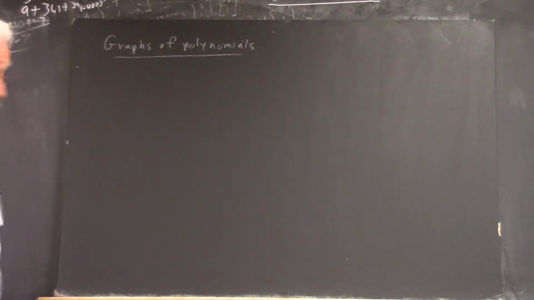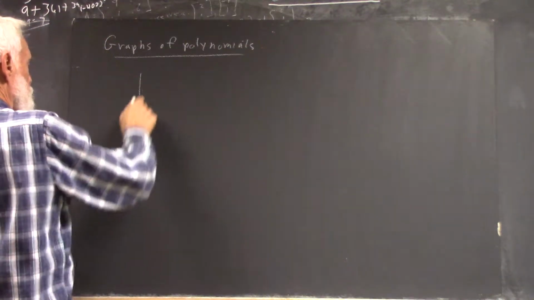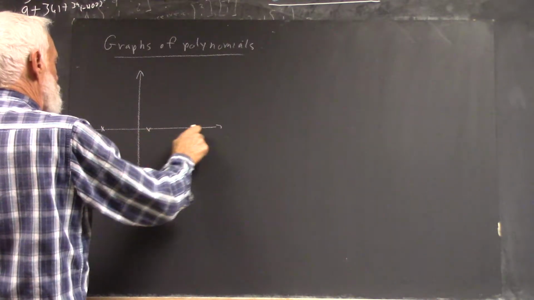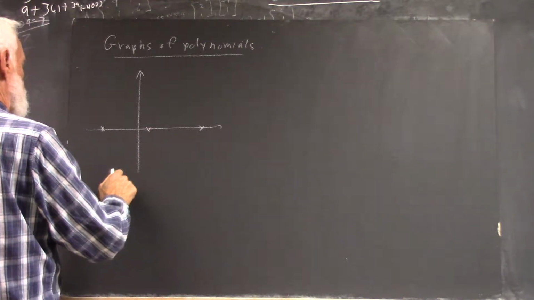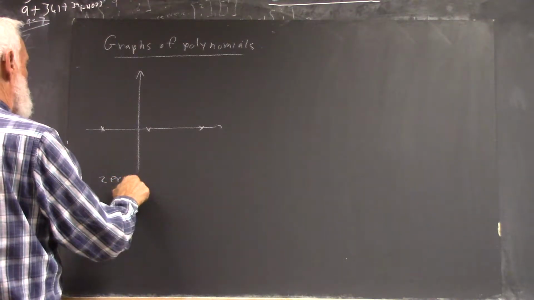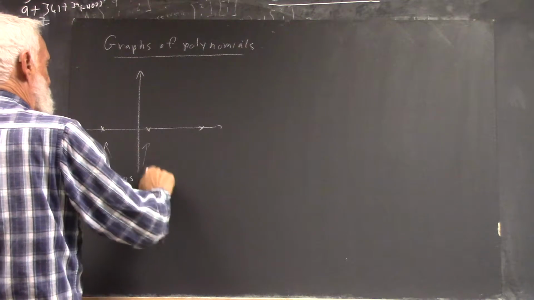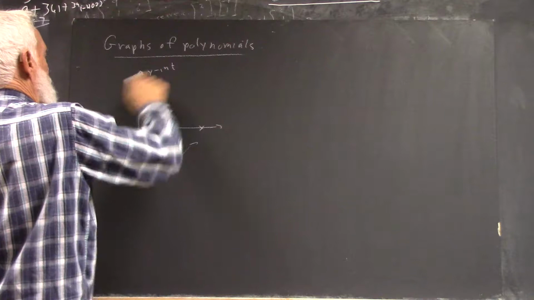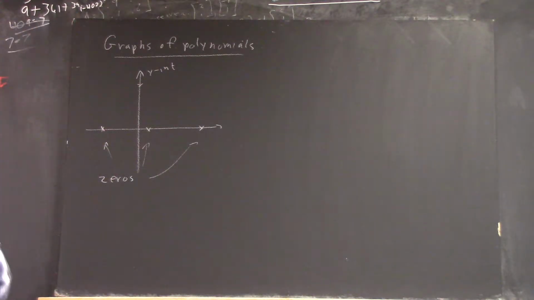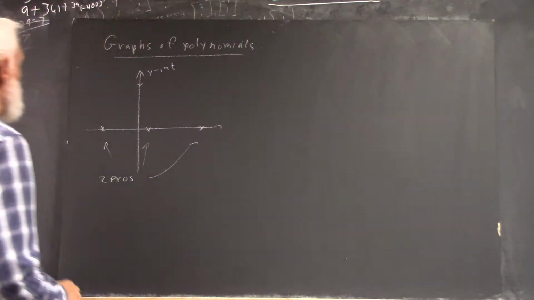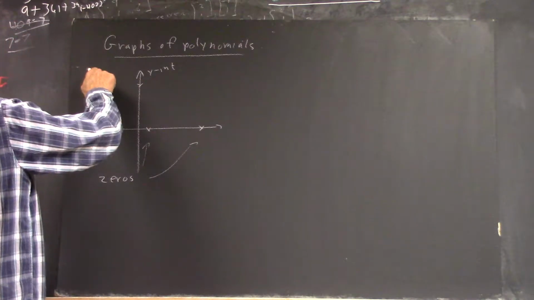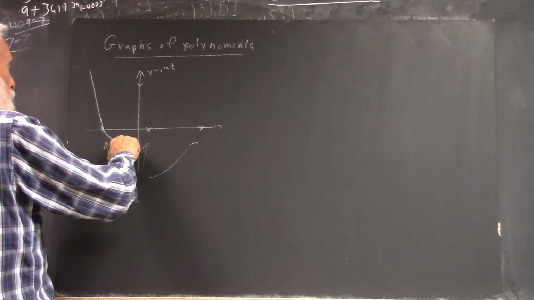Graphs of polynomials. You have your zeros. You have your y-intercept. Okay? And if that's all you have, well, you might not know exactly how the graph is going to work out. Could be like this. Oh, no, can't do that.